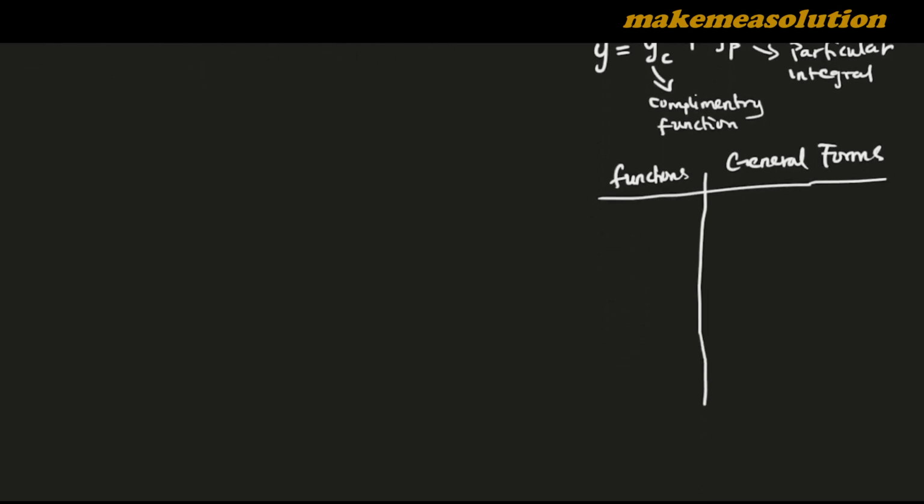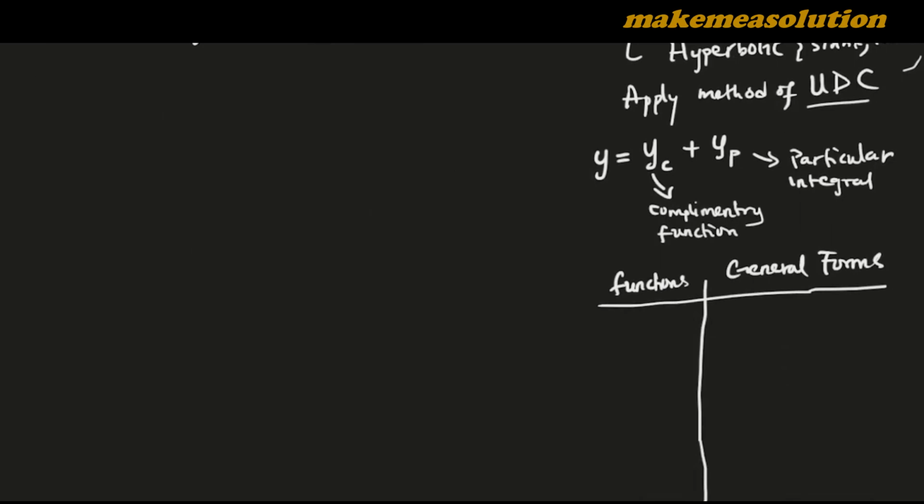When you see a constant on the right hand side, the general form of the constant will still be a constant. When you see a polynomial of degree 1, for instance something like kx, the general form is going to be ax plus b. So this is the general form of a polynomial of degree 1, which is generally a straight line. So you have to use the straight line representation of any polynomial of degree 1.